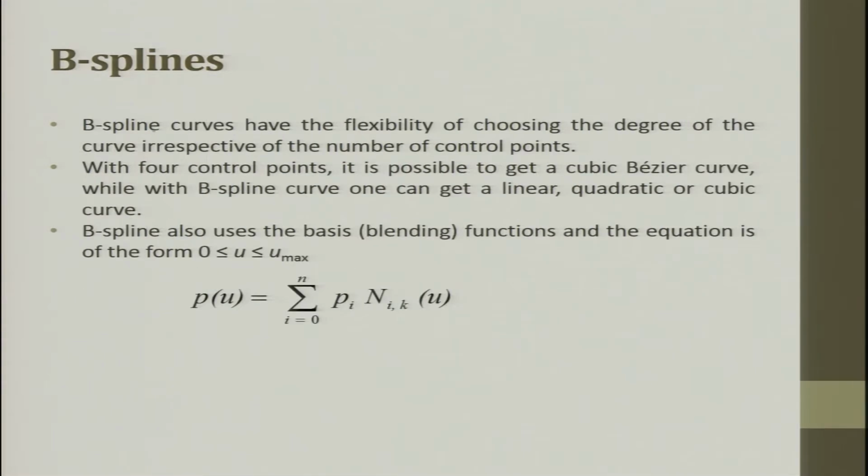The B-spline curve has the flexibility of choosing the degree of the curve irrespective of the number of control points. With 4 control points, it is possible to get a cubic Bézier curve, whereas with a B-spline curve one can get a linear, quadratic or cubic curve. A B-spline can also be used with the basis function or the blending function in the equation to get to this form.